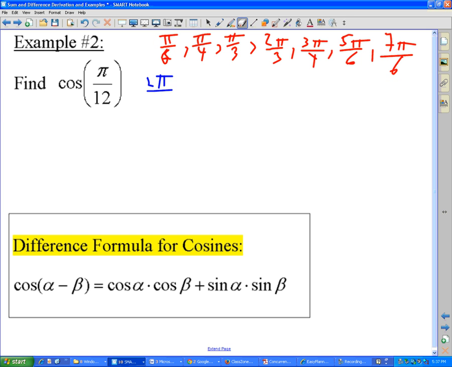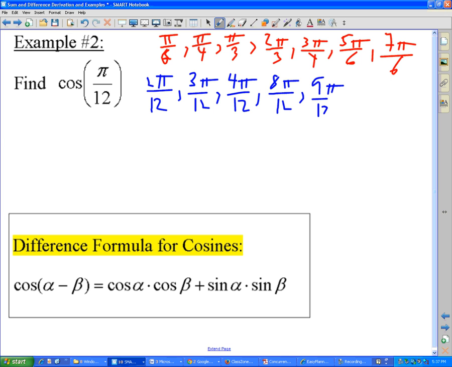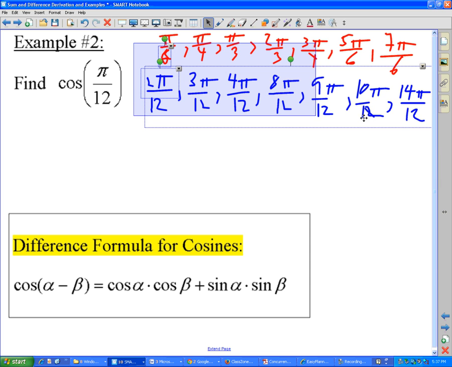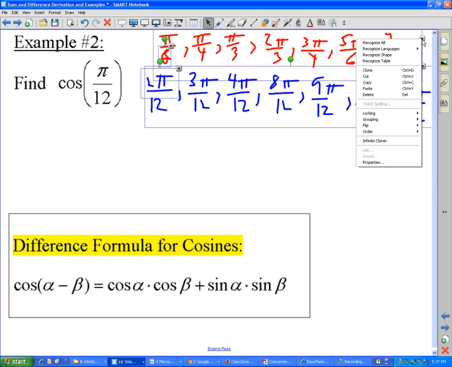a denominator of 12. So pi over 6 becomes 2 pi over 12, and we're going to get 3 pi over 12, and we're going to get 4 pi over 12, and we're going to get 8 pi over 12, and we're going to get 9 pi over 12, and 10 pi over 12. Wow, that was really bad. And finally, it looks like 14 pi over 12. Now that we have a common denominator, it starts to become easier to determine what values might create a pi over 12 for us.